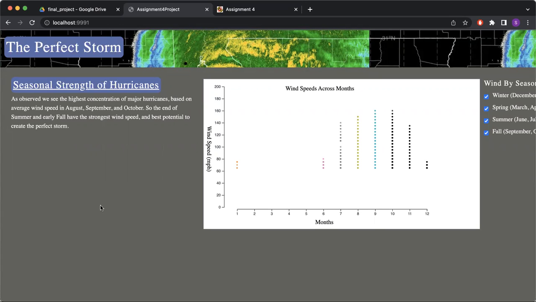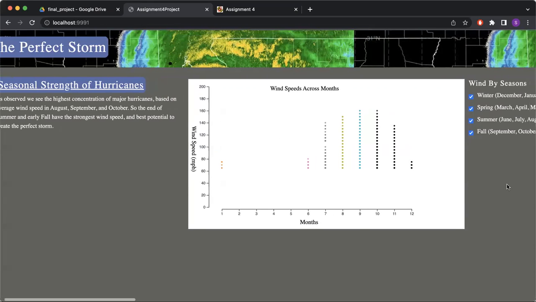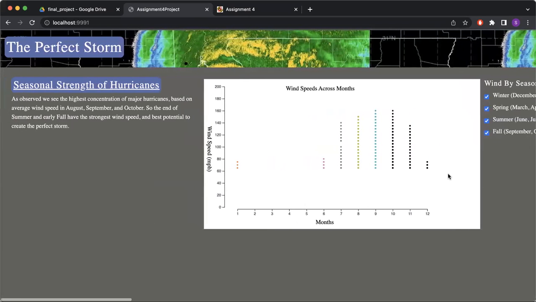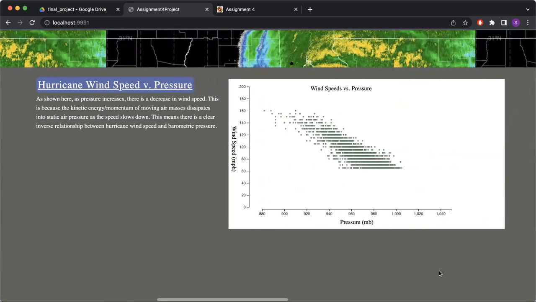Visualization 1's subtask is to determine the timing factor, essentially where storms are the strongest throughout the year. Here in visualization 1, we can filter out our data based on the seasons distributed over the month that they fall in. As we see here, the highest average wind speed occurs in August, September, and October. So that means the end of summer and early fall have the strongest wind speed and the best potential to create the perfect storm. Now moving on to visualization 2.